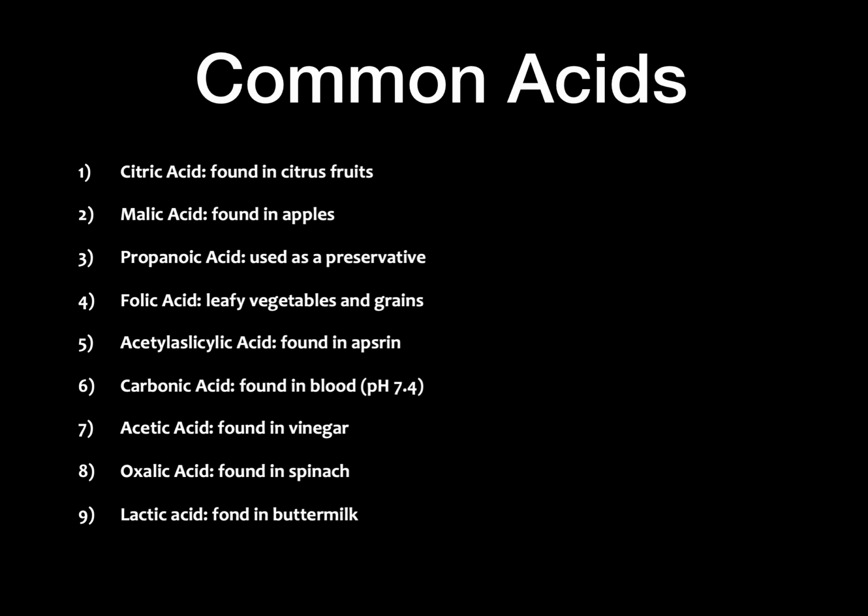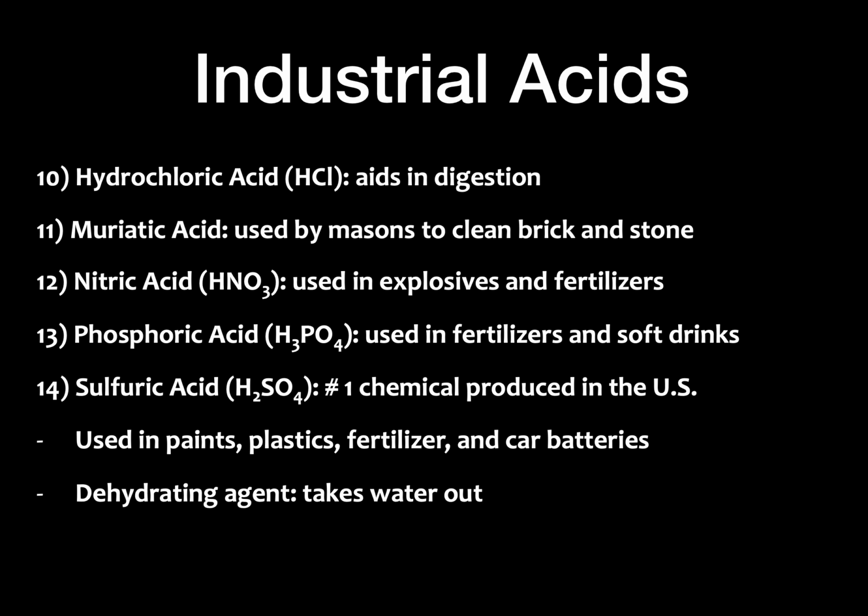So some common acids, we have citric acid, which is found in citrus fruits, malic acid, which is found in apples, propanoic acid is used as a preservative, folic acid is found in leafy vegetables and grains, acetylsalicylic acid is found in aspirin, carbonic acid is found in blood with a pH of around 7.4, acetic acid is found in vinegar, oxalic acid is found in spinach, and lactic acid is found in buttermilk.